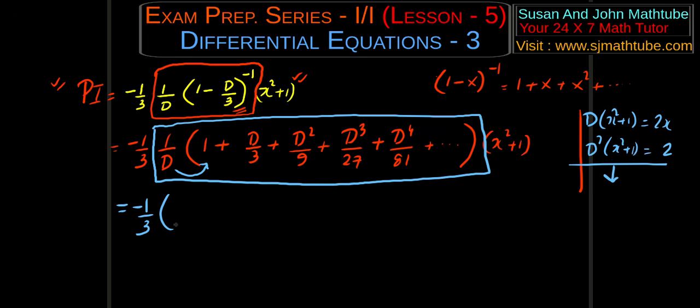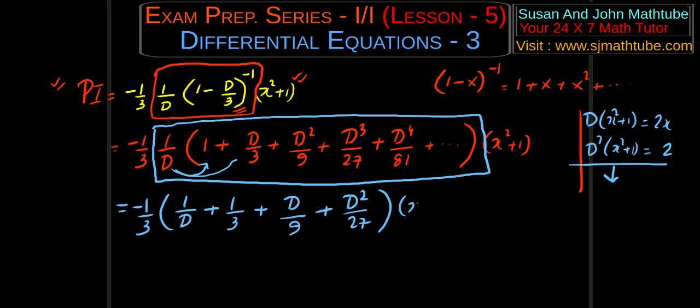That will be 1 by D. By the way, what is 1 by D? Yeah, integration. Plus 1 by D, and this becomes 1 by 3. And then D by 9 plus D square by 27. That's it, for x square plus 1. Because I know that from the third derivative onwards you're going to get 0.